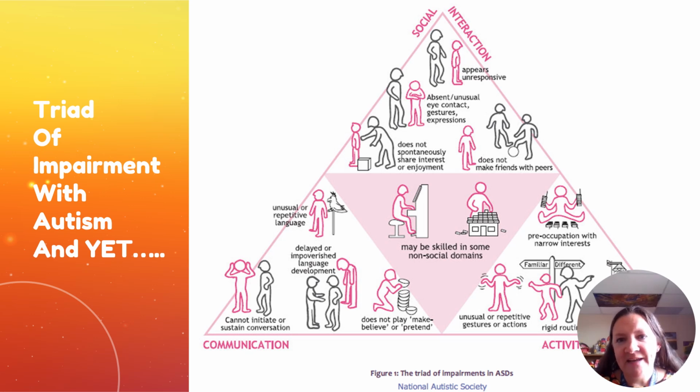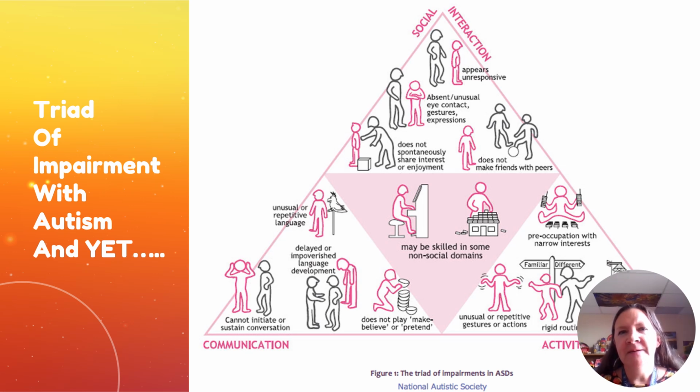And this is the triad that we use a lot of times for that. We look at the communication, the social interactions, and the activities and interests. But many individuals with autism are skilled in a non-social domain, maybe building or music. But this is just an additional sort of diagnostic triangle for you to be able to look at the triad of impairments in ASD.